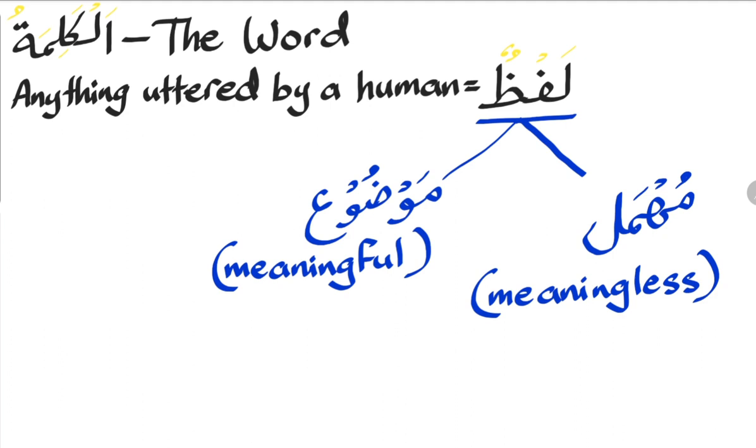So those are the essential two types of lafz. Mawdu', which means meaningful word. Muhmal, which means meaningless word. Obviously, we're not going to sit here talking about muhmal or meaningless words, so we move on to mawdu', meaningful words. In Arabic, a mawdu' or a meaningful word has two types, mufrad and murakkab.